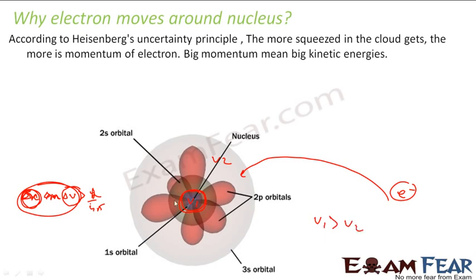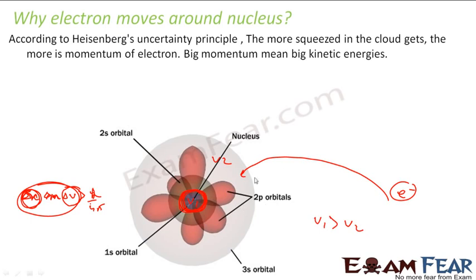Why? Because in the case of v1, the space in which you have limited this electron is less. When the space you are limiting the electron to move in is less, you're squeezing it, and the velocity will go up. In this case, the space is more, so the velocity is a little less. If the space is infinite, the velocity will be all the more less, right? That's how the more it gets squeezed, the more speed it gets, and somehow it gets a trade-off.